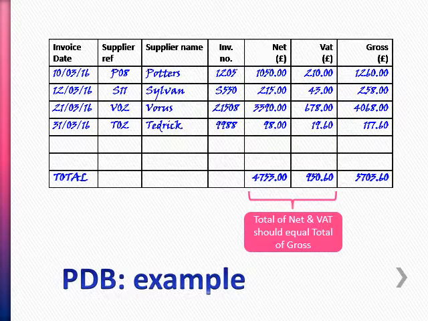Please note that the total of our net and VAT columns, if we add those two together, should equal the total of our gross column. This is known as a cross-add check, and it helps us make sure that we don't make any mistakes when either recording the amounts from different invoices, or when we're adding up columns for different periods.